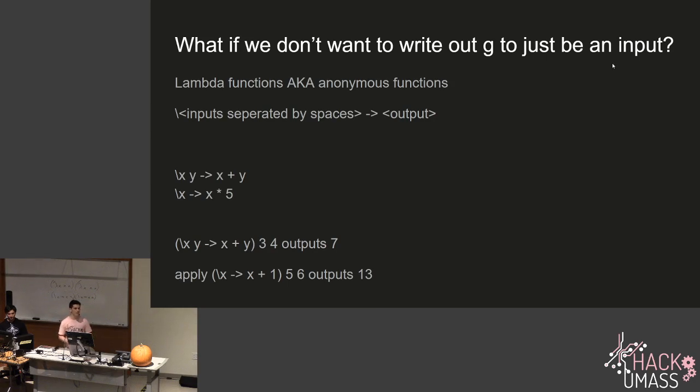So for example, if I want to make an anonymous function that takes two inputs and adds them, I can do \x y -> x + y. And if I want to make a function that takes only one input, x, I can do \x -> x * 5, and this multiplies x by 5.